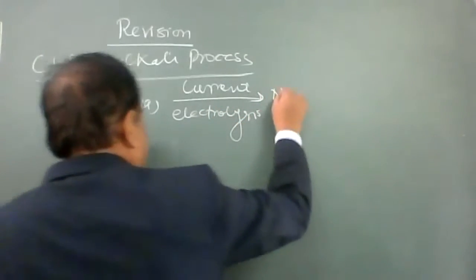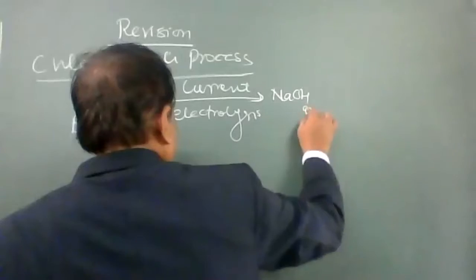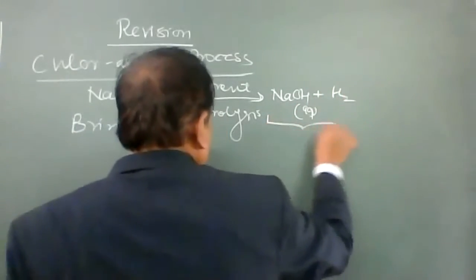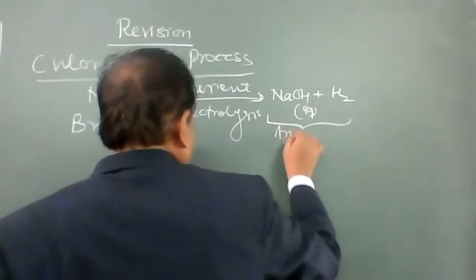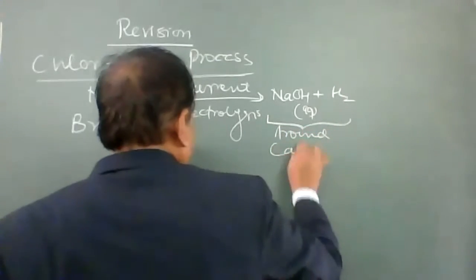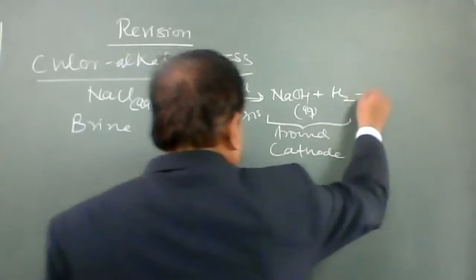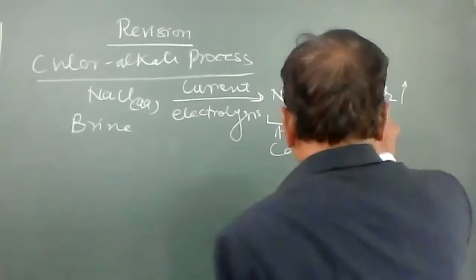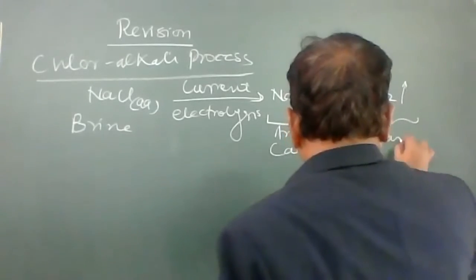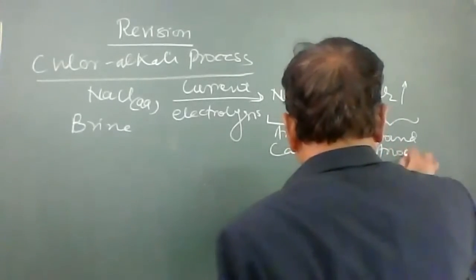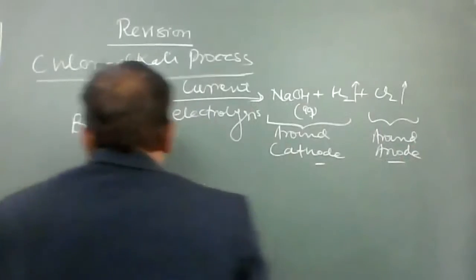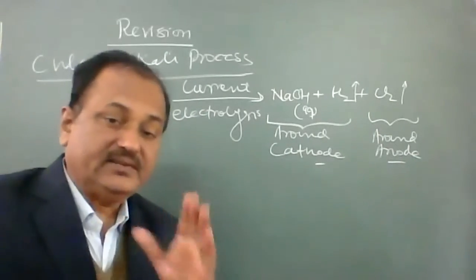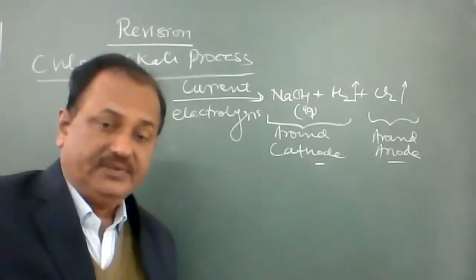And here there will be aqueous NaOH plus hydrogen. So these two will be around the cathode, and plus Cl2. This is gas, this is gas. So this Cl2 will be around. So this is the reaction. This is the reaction in one step. But actually the reaction takes place in some different way.